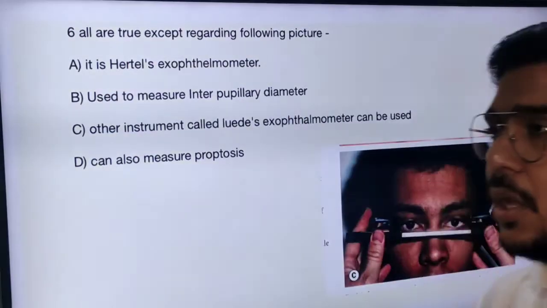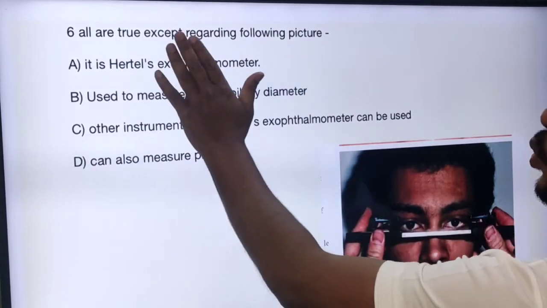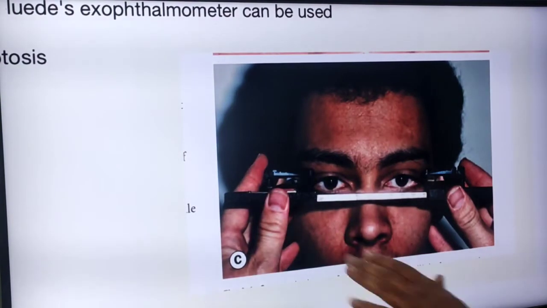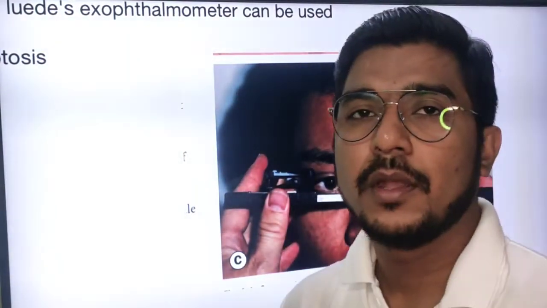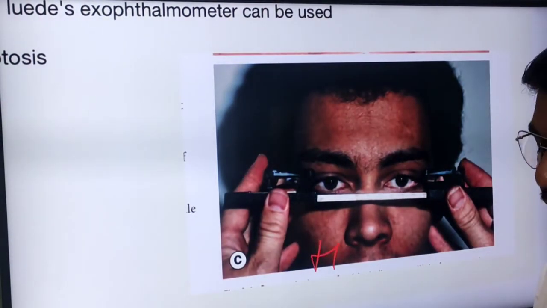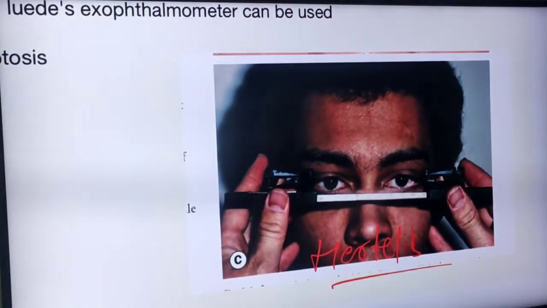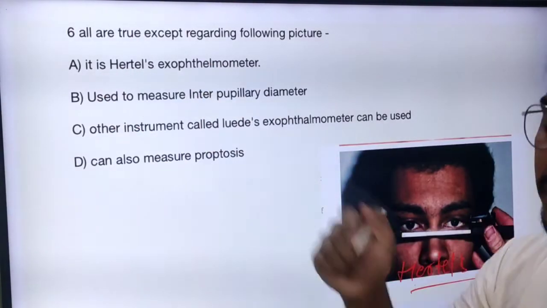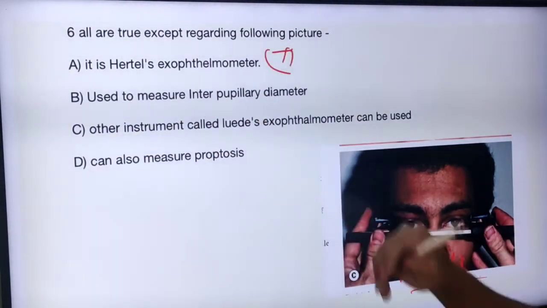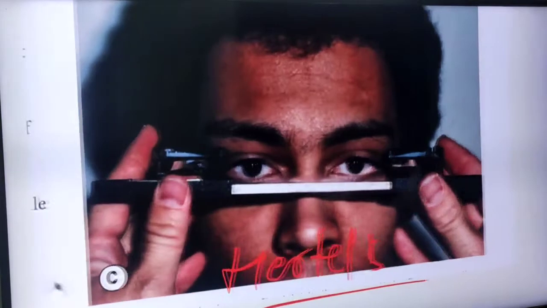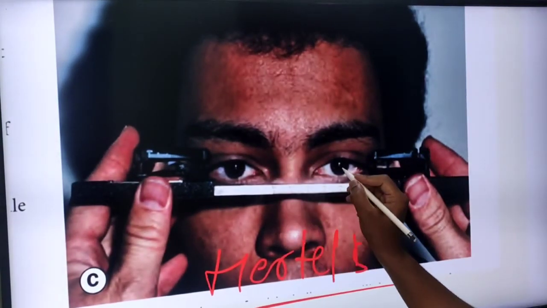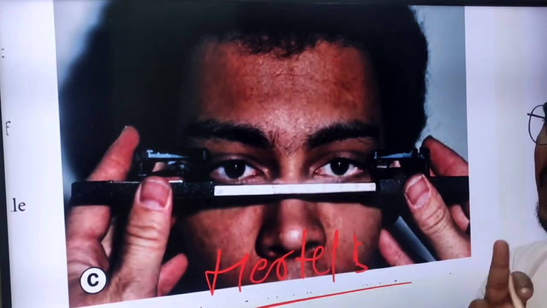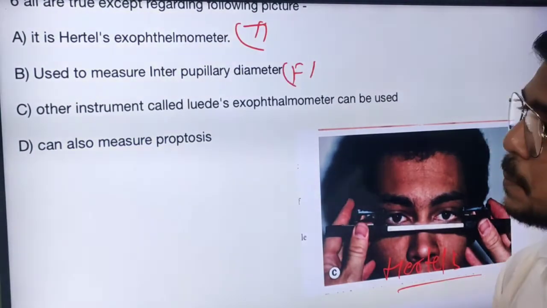Moving to the 6th one. All are true except, regarding the following picture. This is the picture. What is this instrument? This instrument is called Hertel's exophthalmometer. So obviously A is true. Used to measure the interpupillary mid diameter. Just see, the pupils are here and here, but the measurement is being taken from here and here. So obviously this is not measuring the interpupillary diameter. That's why this is the false.